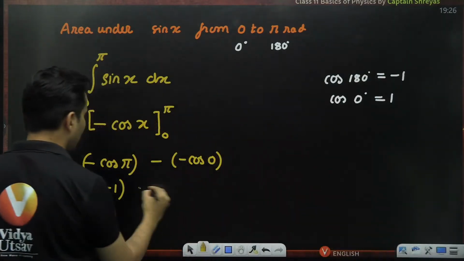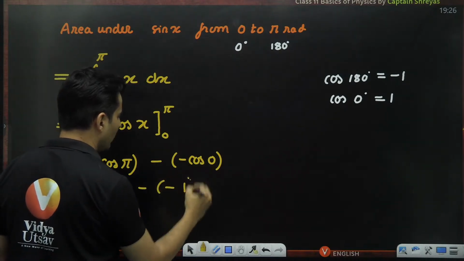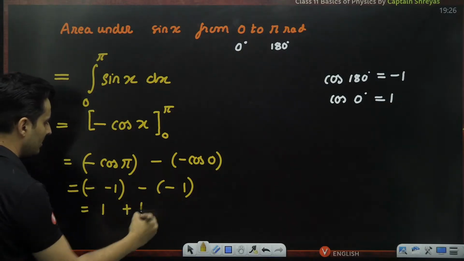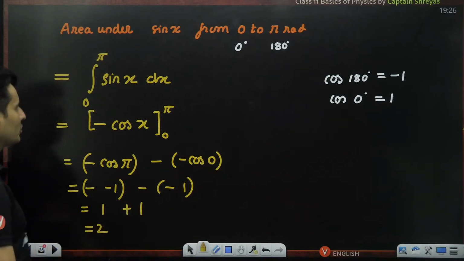So what do I get over here? Minus cos 0 is just 1. Minus minus 1 is positive 1. Minus minus is also positive 1. So the answer is 2.